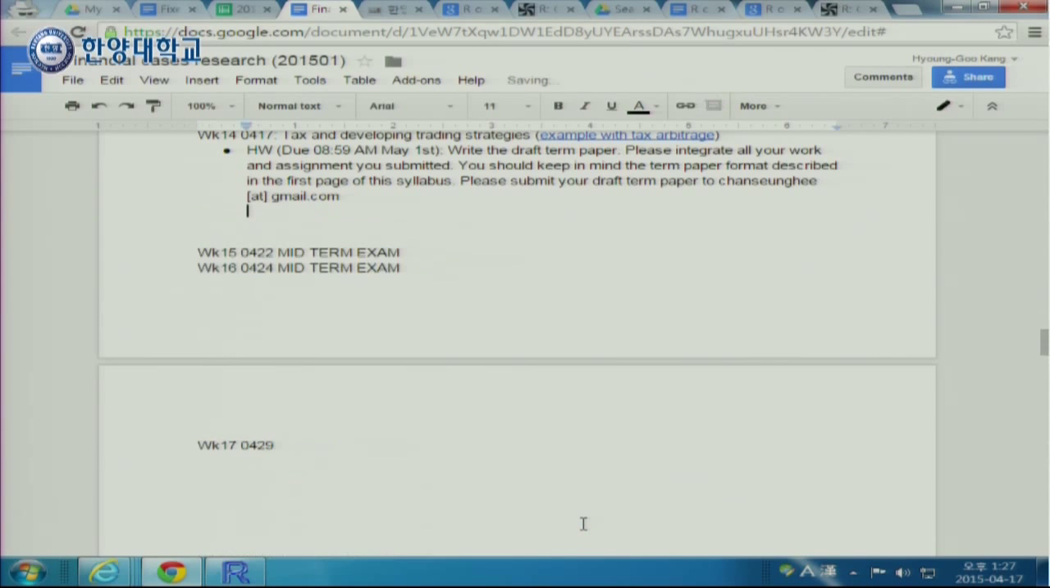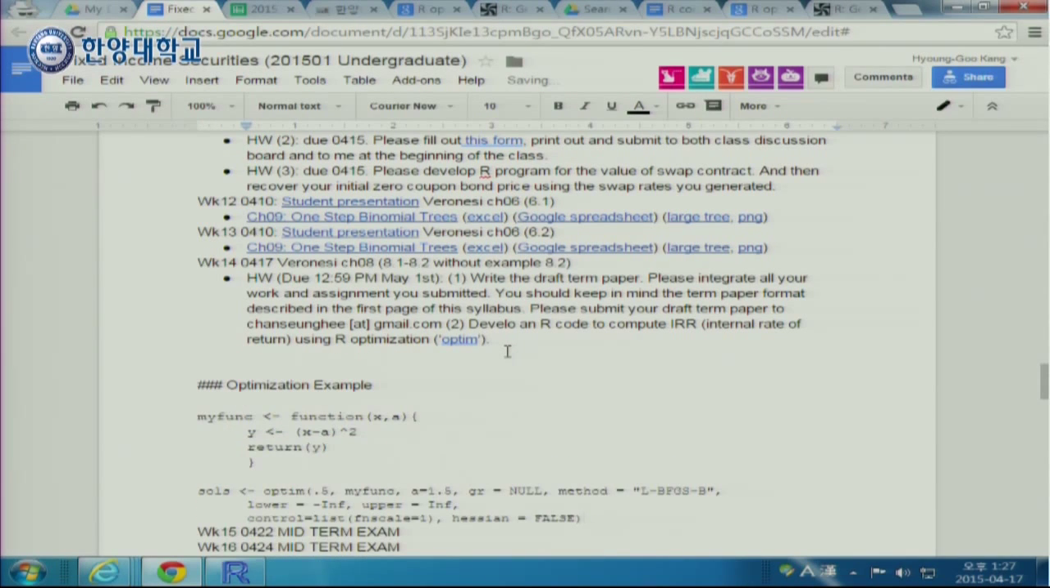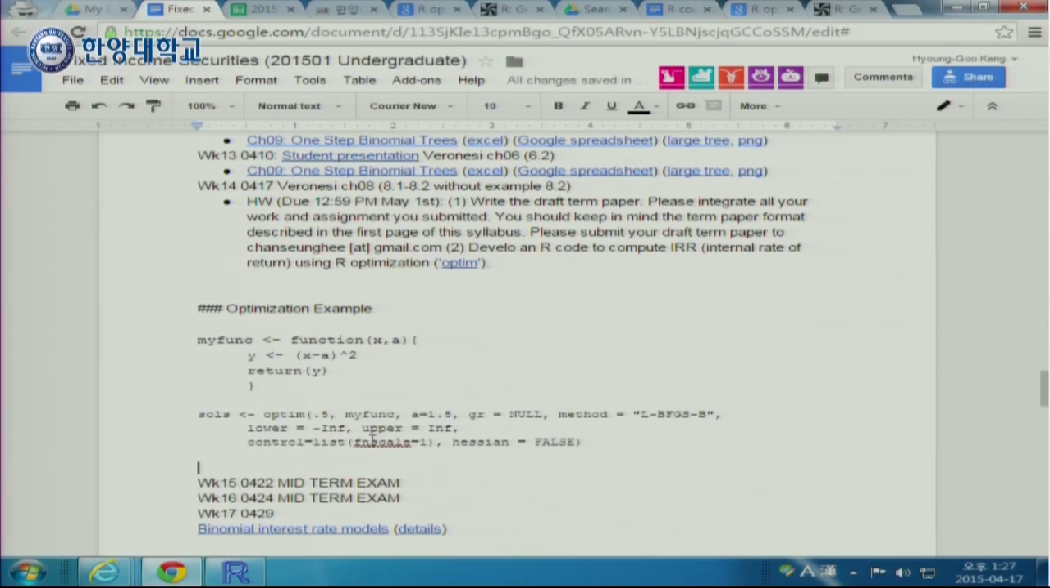Let me copy and paste this one. Move here. Sorry. So in control, if we put fnscale positive, it does minimization. And if you want the Hessian matrix, which is useful in optimization, you can put it, but in our homework you don't have to provide the Hessian matrix, so it is FALSE.